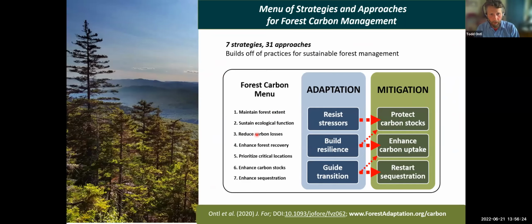And so I'm just showing some of the really high level strategies in this menu and how they relate to both adaptation and mitigation, right? And so by adapting to resist some of those stressors, we're protecting our carbon stocks. By building resilience in our systems, we're enhancing carbon uptake when disturbances do occur. When we're guiding transition in our ecosystems, we're better setting the system up to sequester carbon into the future.